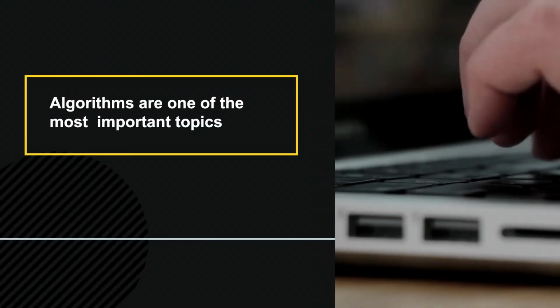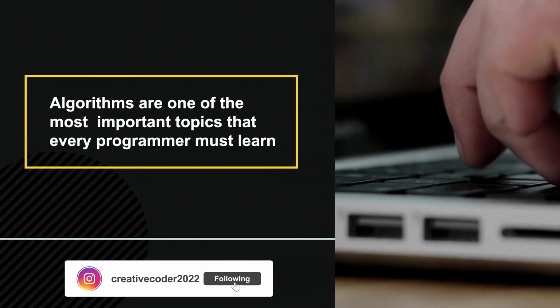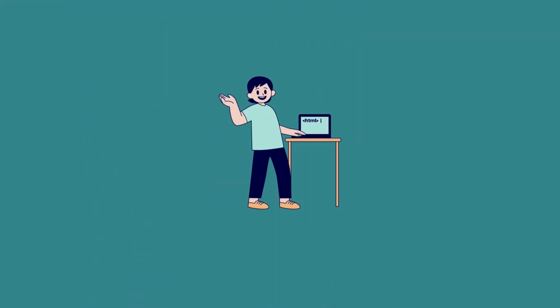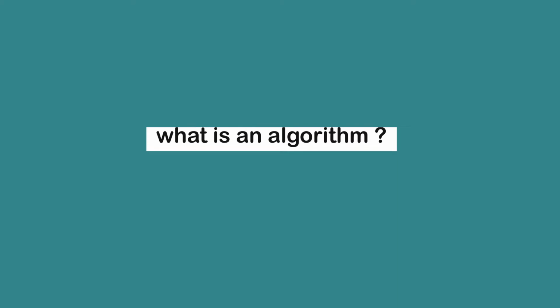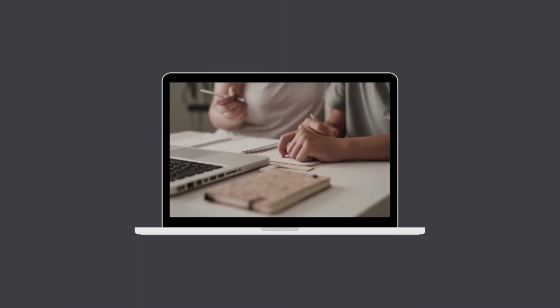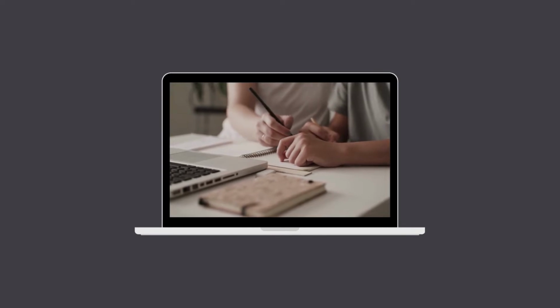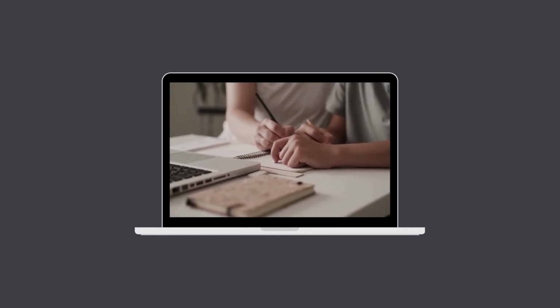Algorithms are one of the most important topics that every programmer must learn, and one of the basics of every job interview. You use code to tell a computer what to do. Before you write code, you need an algorithm. So, what is an algorithm? An algorithm is a list of rules to follow in order to solve a problem.